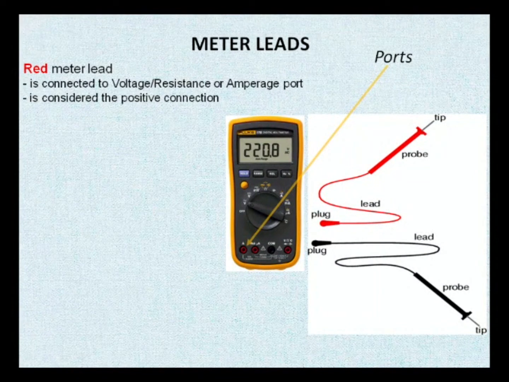If your red lead is broken and you have two black ones, as long as you know which one is which, sure, you can use it. But this is the basic convention here. You can get a negative reading. However, yes, you can get a negative reading.